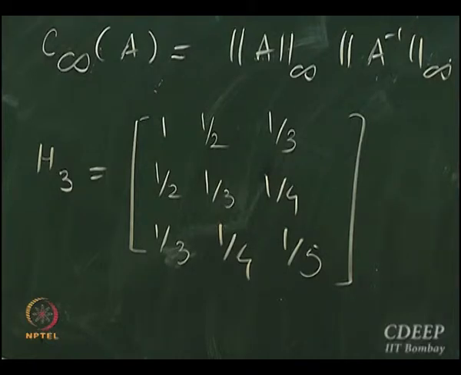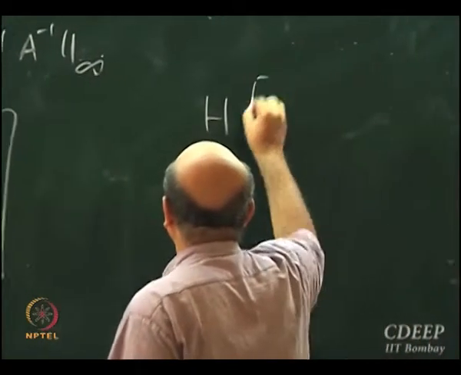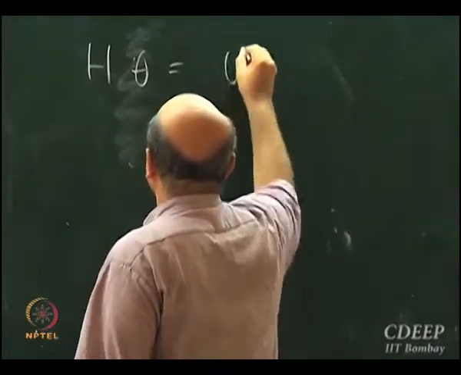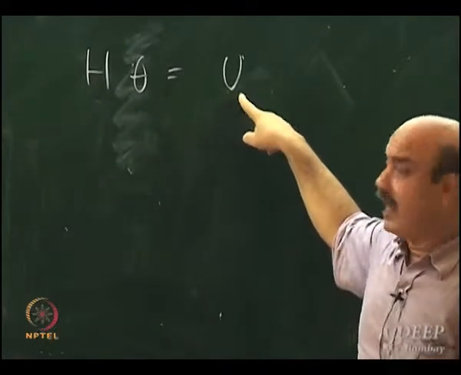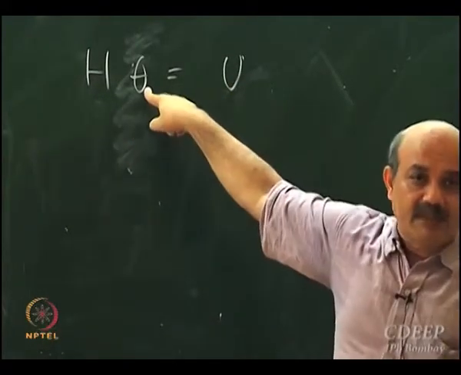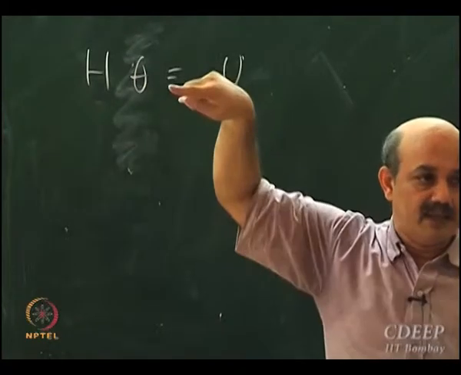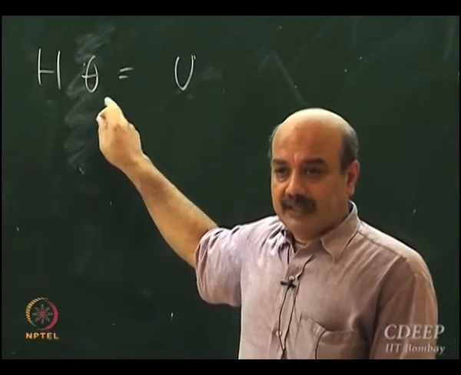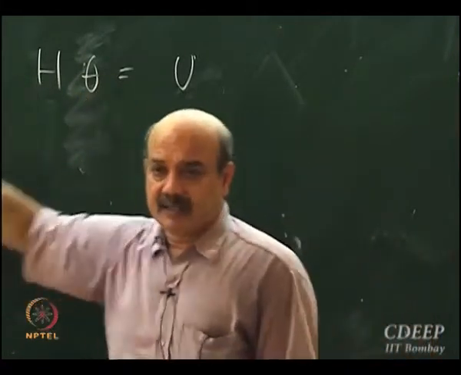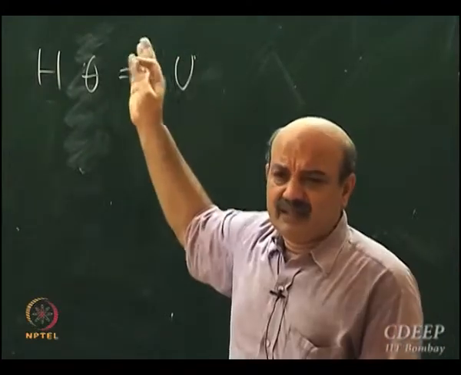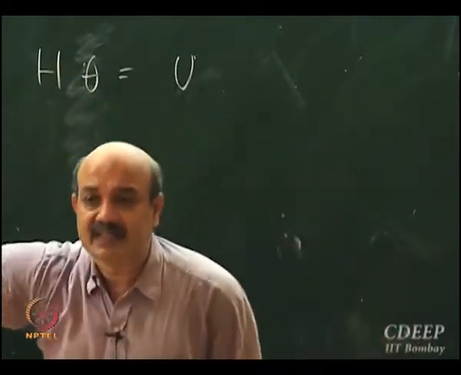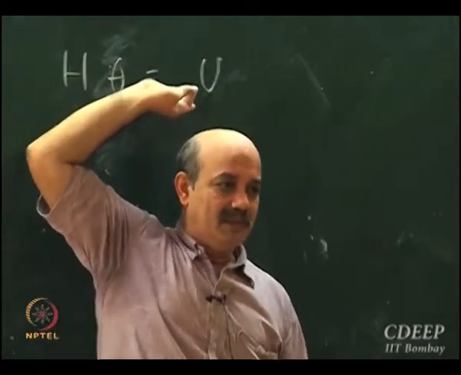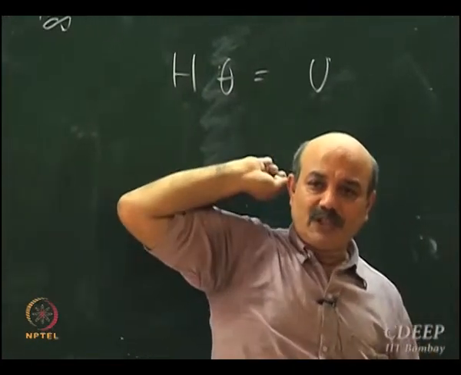Why does it become bad? Because you get H times theta equal to some u. Here u is known on the right hand side, H is the Hilbert matrix, and theta are the parameters to be estimated, the polynomial coefficients. Whatever the right hand side is, what is important is how well conditioned the H matrix is, because you are solving Ax equal to b in another form, estimating the coefficients of a polynomial.